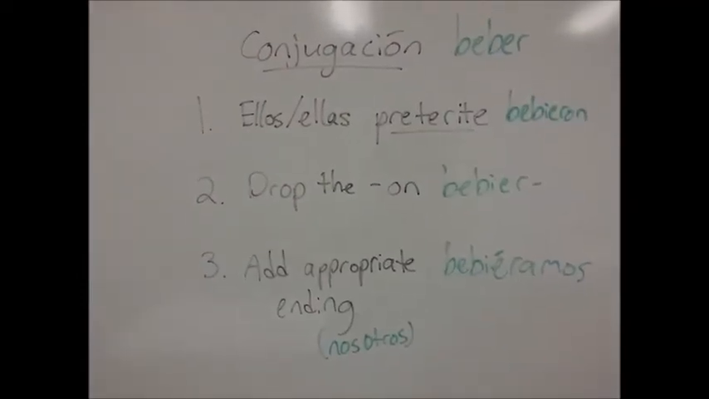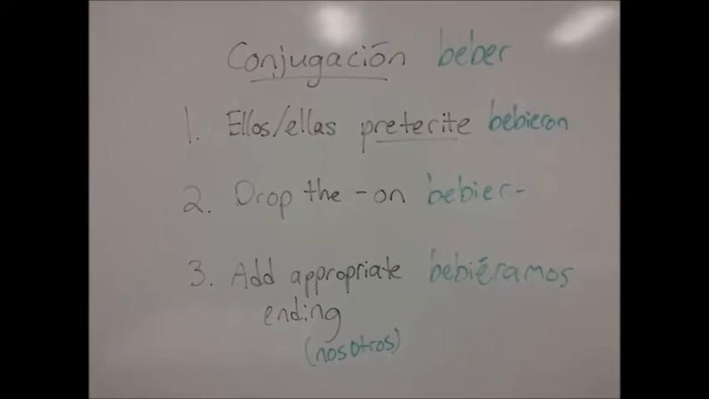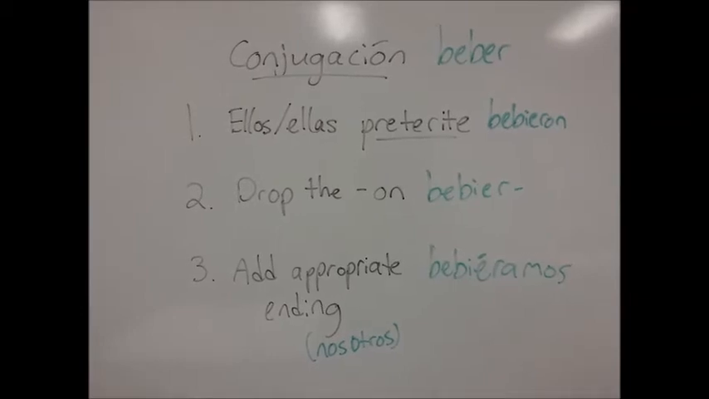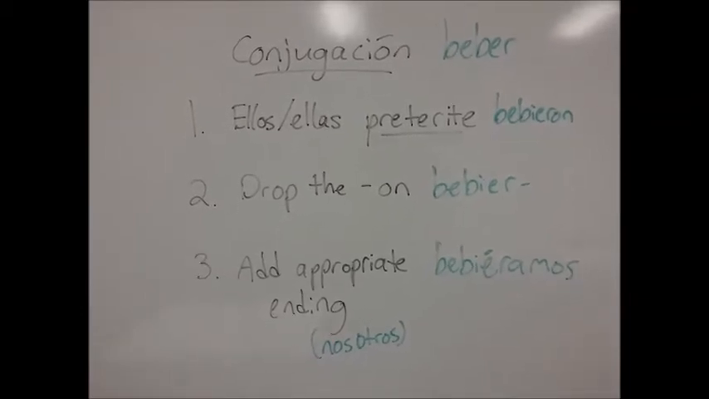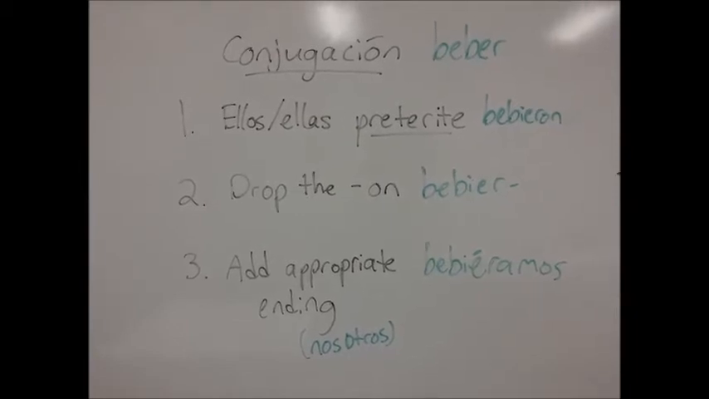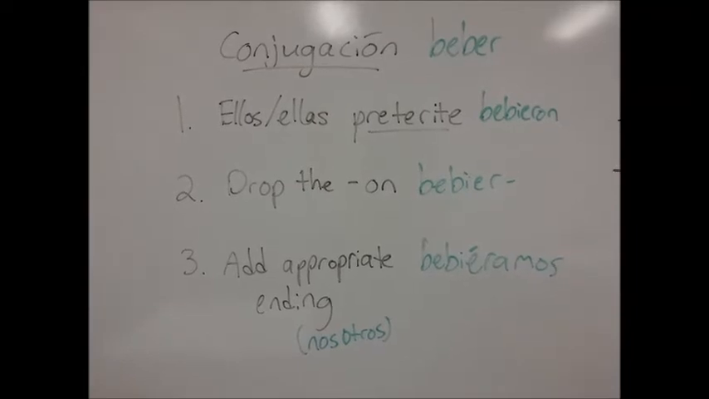Here's another example with the verb beber. We start with the ellos, ellas, ustedes form in the preterite tense, which is bebieron. Then we drop the -on to get bebier, and we add the appropriate ending. Let's say this time that I want to conjugate in the nosotros form. The correct ending would be bebiéramos, and I put an accent over the syllable that comes before -amos.